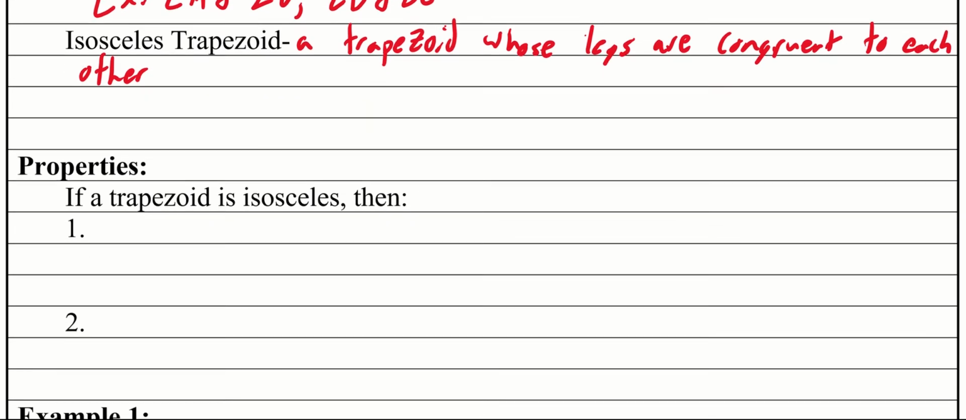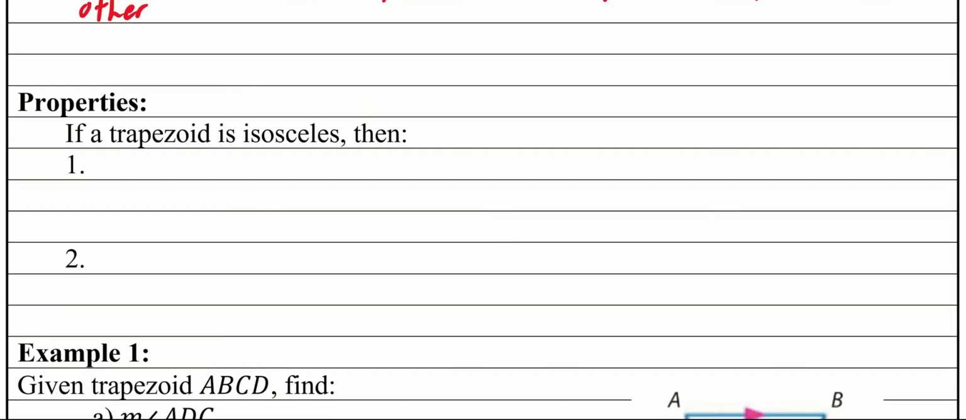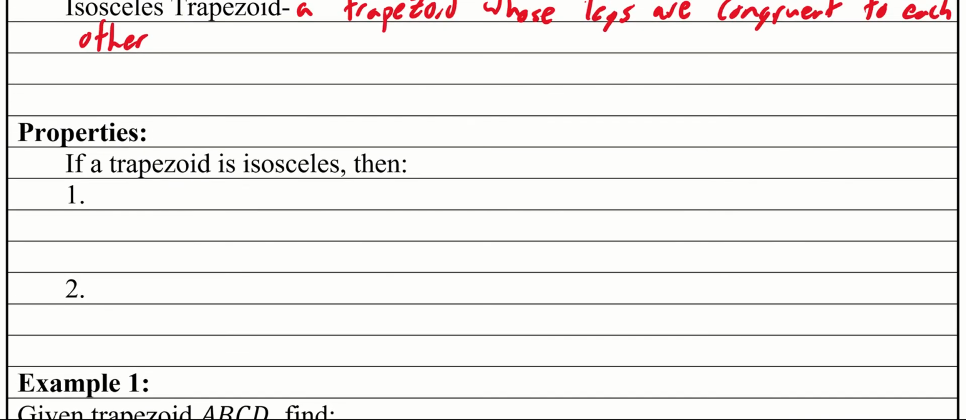of information about it. Okay, so let me write this down here. If a trapezoid is isosceles, so specifically it has to be isosceles, it can't just be any trapezoid. But if it's isosceles, then we know two things. Okay, the first thing that we know is we can say that the base angles are congruent. The angles that are on the same base are going to be congruent to each other.